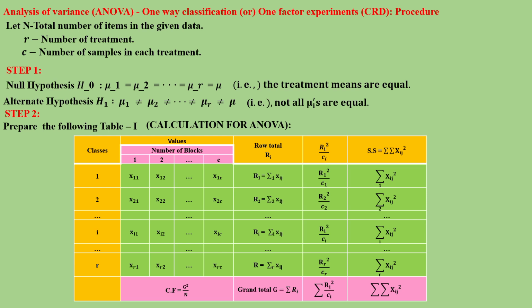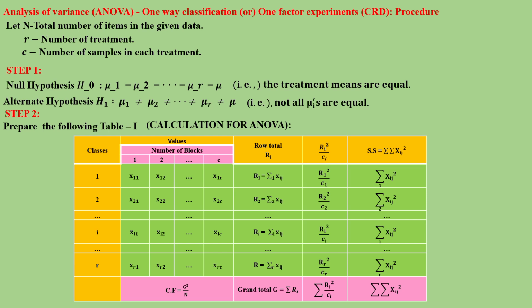Then the sum of squares, that is S.S. So square each data value: x11 square, x12 square, plus and so on, up to x1c square. Adding all those, you get the summation of xij square for the first row. Similarly for the second row, the sum of squares, right? Similarly, for all the rows you find the sum of squares and add them all up. So you get the double summation of xij square, right?